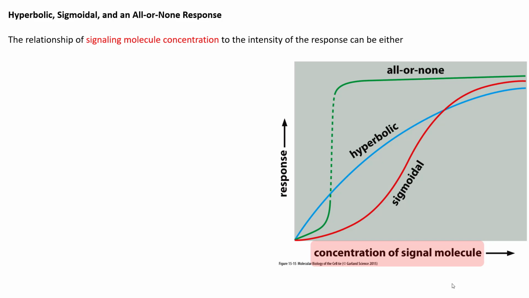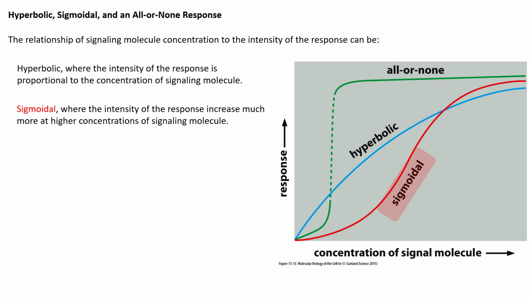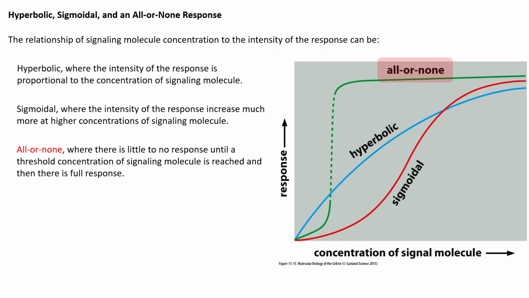Hyperbolic, sigmoidal, and an all or none response. The relationship of signaling molecule concentration to the intensity of the response can be either hyperbolic, where the intensity of the response is proportional to the concentration of the signaling molecule; sigmoidal, where the intensity of the response increases much more at higher concentrations of signaling molecule; or all or none, where there's little to no response until a threshold concentration of signaling molecule is reached, then there is a full response.